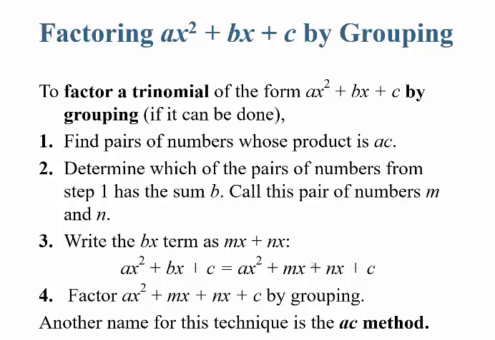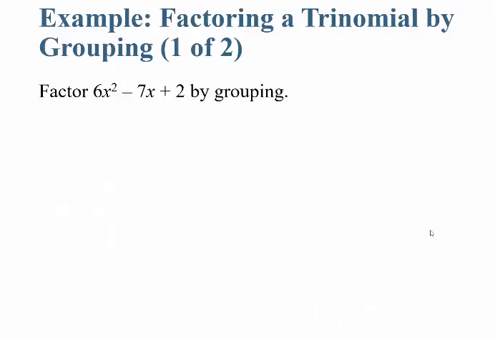Once you do that, you have a 4-term polynomial. And then all you're going to do is you're going to take that 4-term polynomial and factor it by grouping. Okay, the first method we saw. So another name for this technique is also called the AC method. All right, so let's try this. Let's factor 6x squared minus 7x plus 2 by grouping.